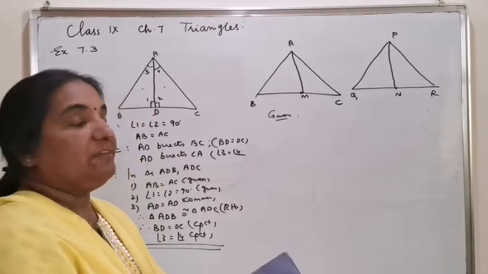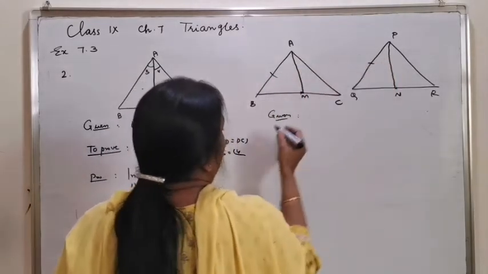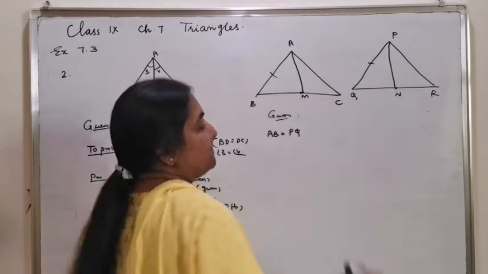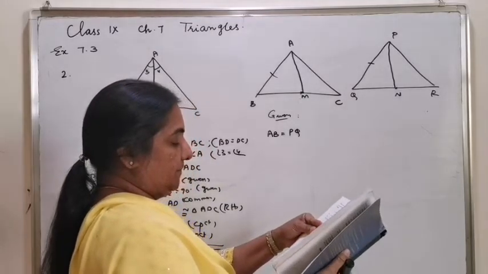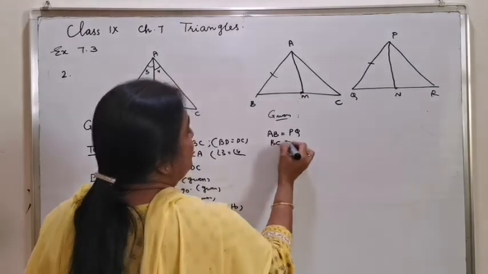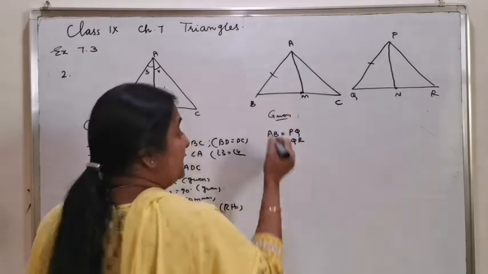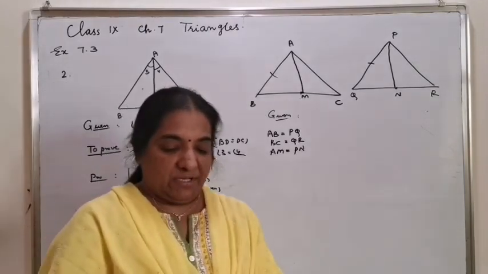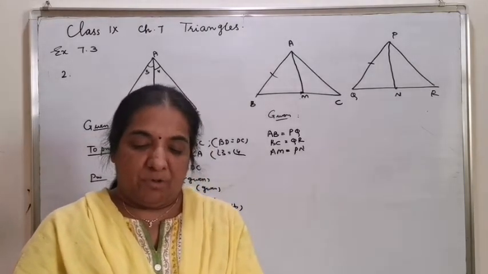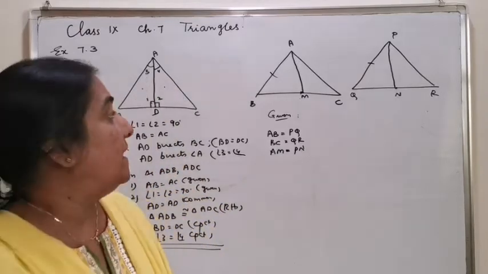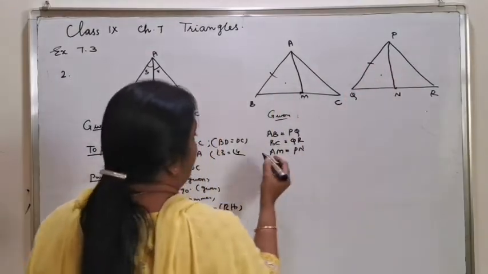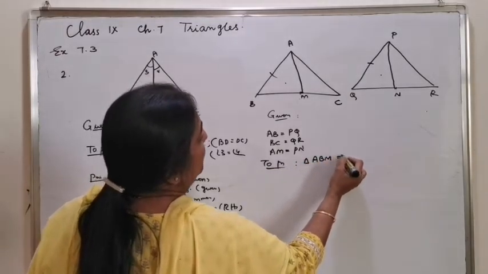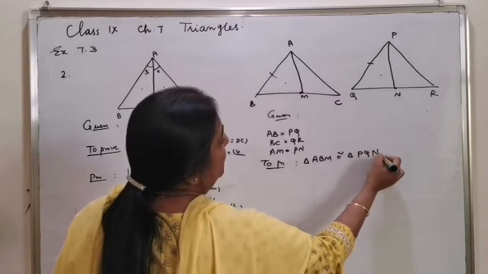So that means the given condition is, once again, two sides AB, BC and median of triangle ABC are respectively equal to the sides, meaning AB is corresponding with PQ. Then BC is corresponding with QR. BC is equal to QR and the medians AM and PN are equal. What is to prove is triangle ABM congruent to triangle PQN.